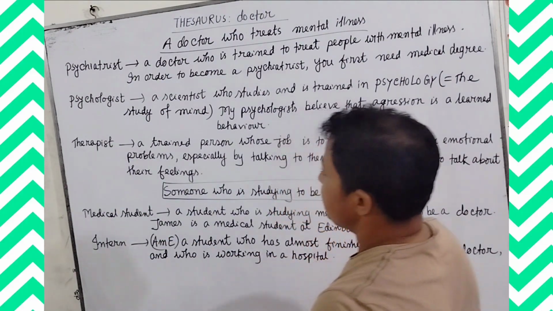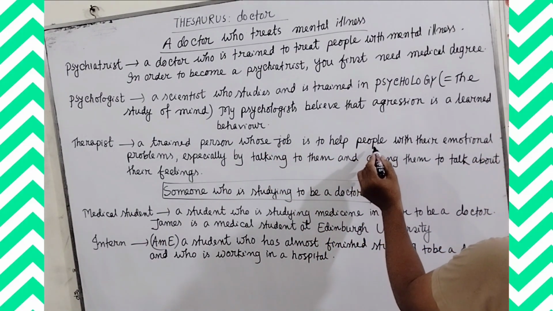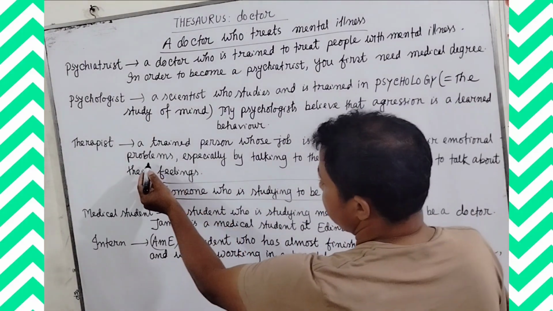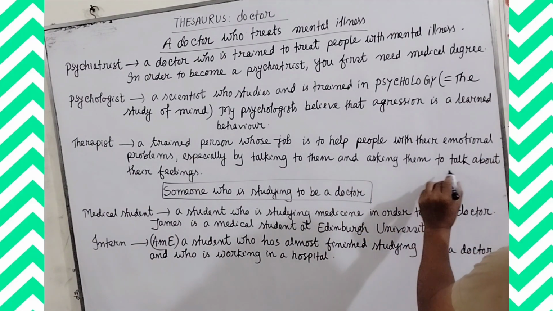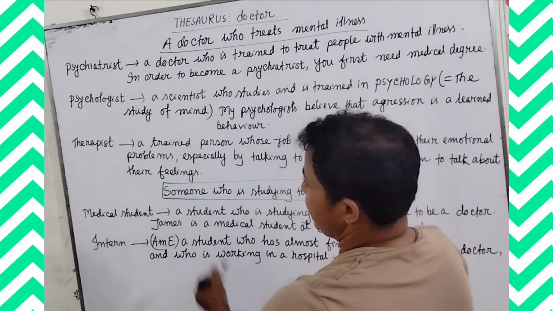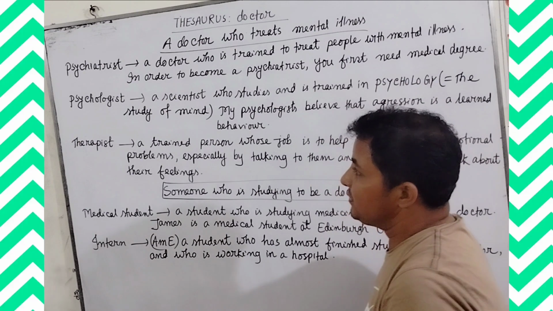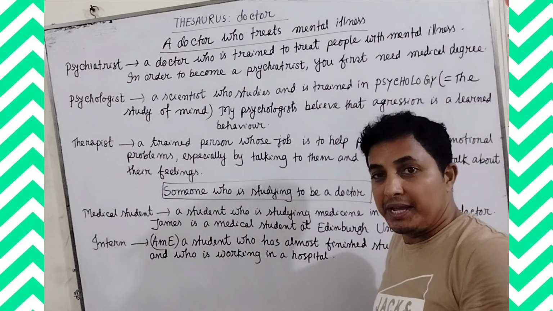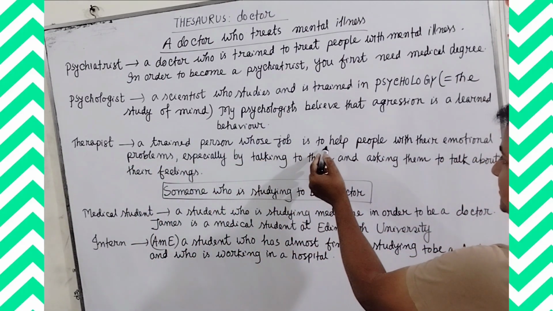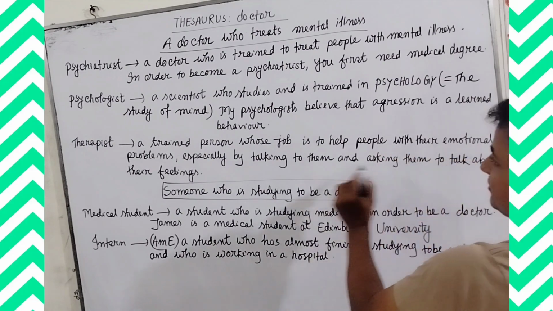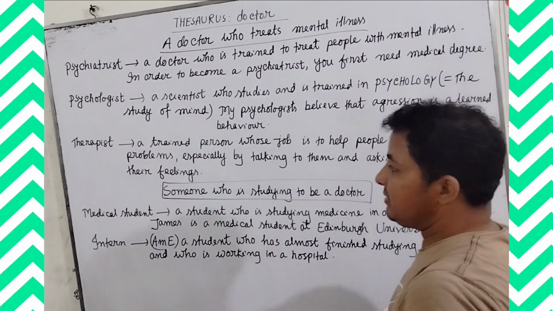Therapist: a trained person whose job is to help people with their emotional problems, especially by talking to them and asking them to talk about their feelings. Therapist is also a word related to doctor. Who are therapists? A trained person whose job is to help people with their emotional problems, especially by talking to them and asking them to talk about their feelings.